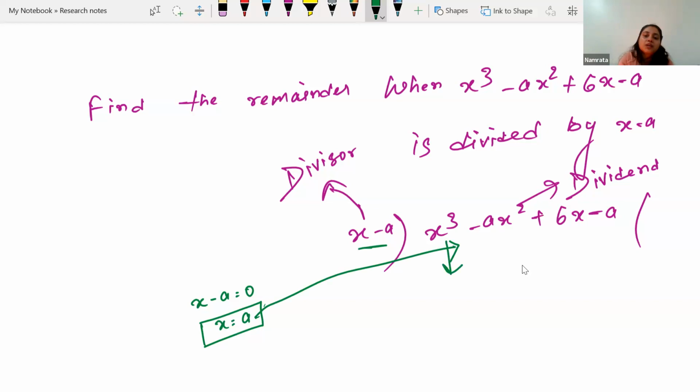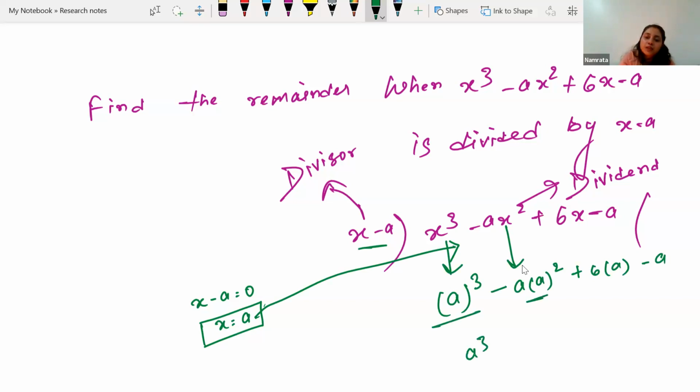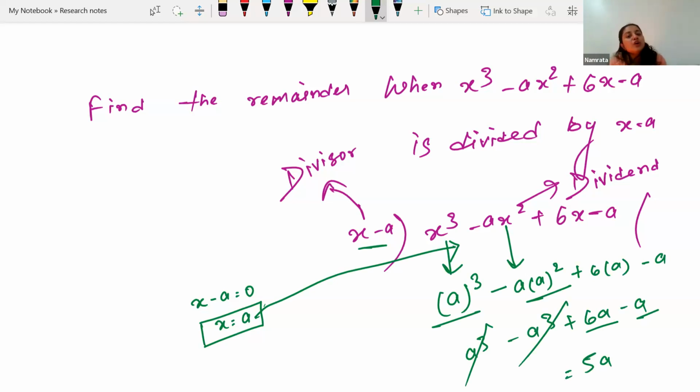So we will be substituting the x value as a. It will be a cube, minus a times a square, plus 6 into a, minus a. We get a cube minus a cube, plus 6a minus a, and 6a minus a is 5a, and that is the remainder. How did we get the remainder? We found the zero of the divisor, and that x value we substituted in our dividend, and that way we ended up getting the remainder directly.